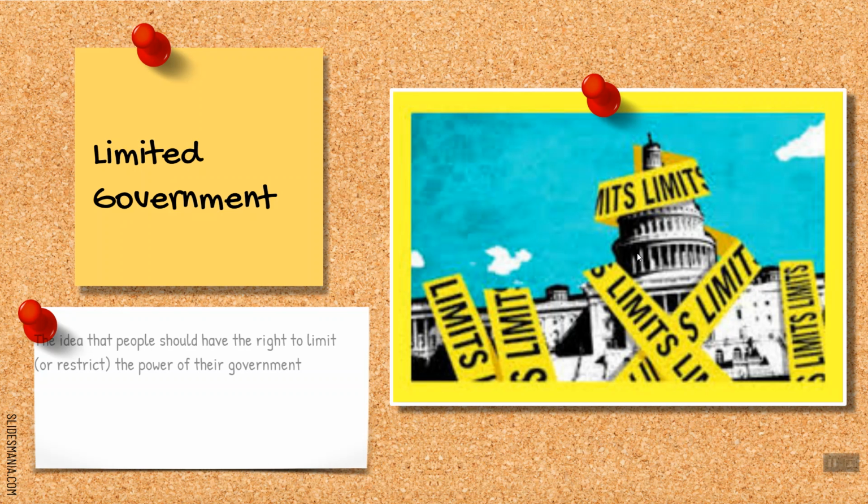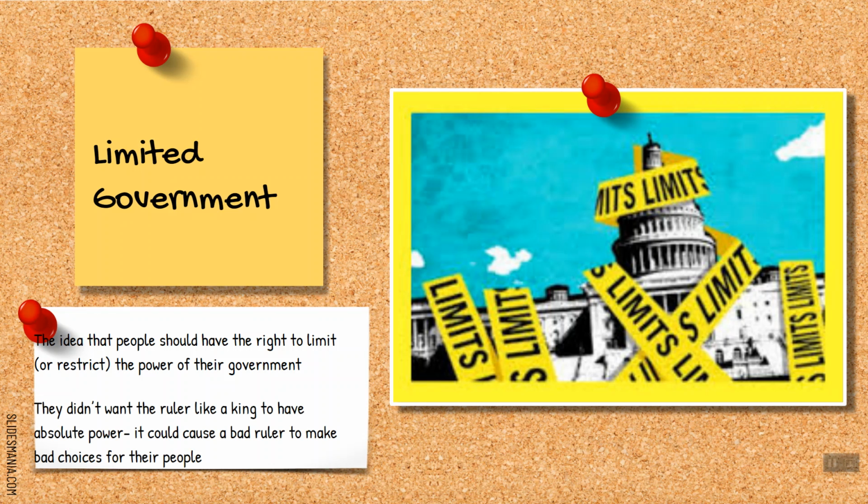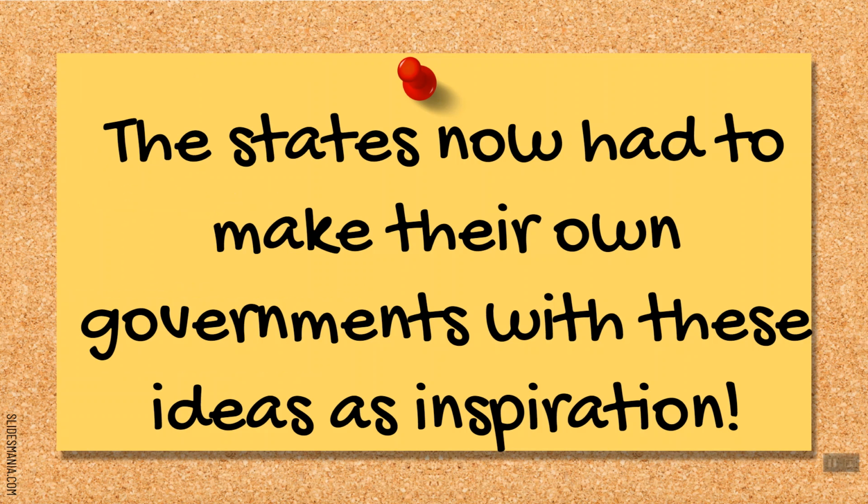So it's a limited government. It's the idea that people should have the right to limit or restrict the power of their government. They didn't want one person to be the most powerful person in the country like the king was, where the king could say and do really anything he wanted. They wanted the people of the country to be able to say, no, you're really not that powerful. They feel like a bad ruler would make bad choices for their people, which has happened.